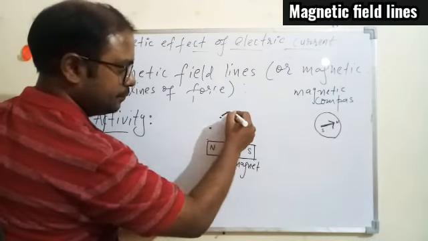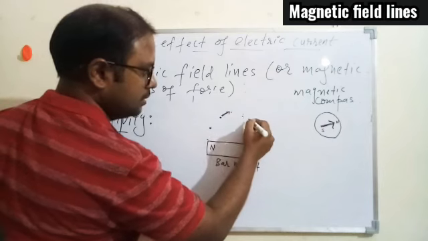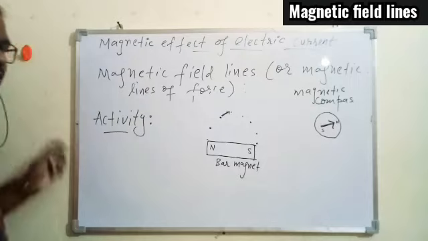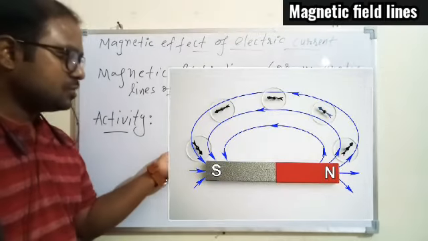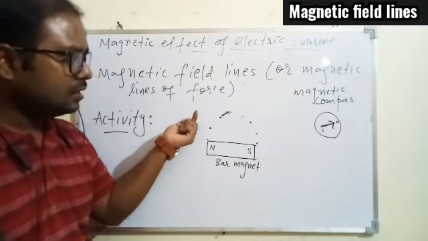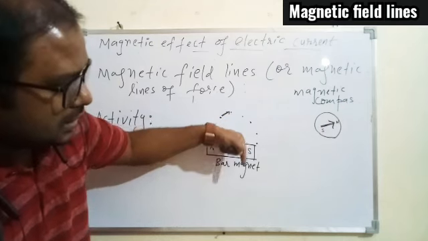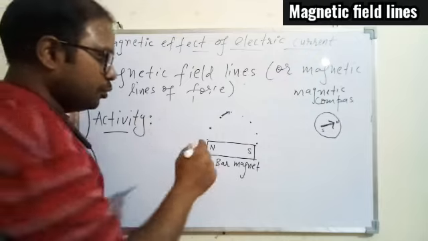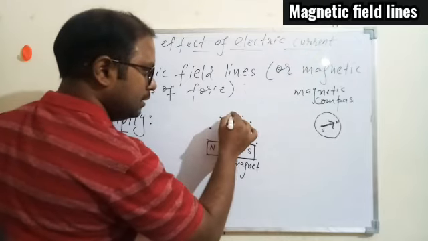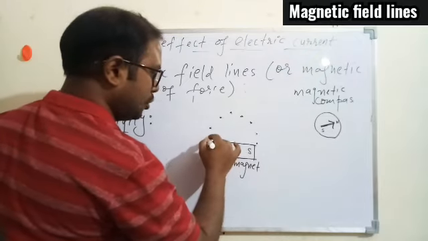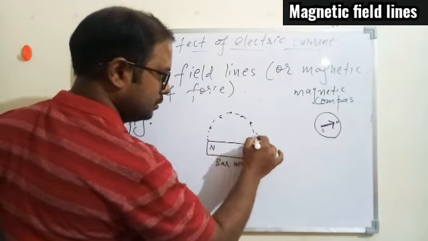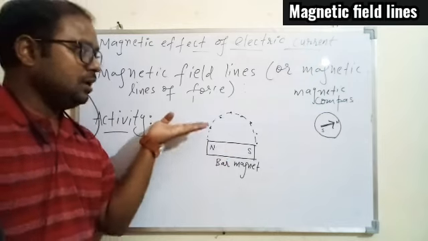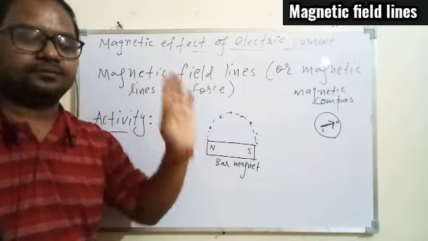Again go on marking, and if you go on repeating this, you'll see finally you'll come back to the south pole. So if you start from the north, you will see the needle will start moving from north to the south. So finally you'll come back to the south pole, and if you join these points, what you'll get? You will get one of the magnetic field lines.